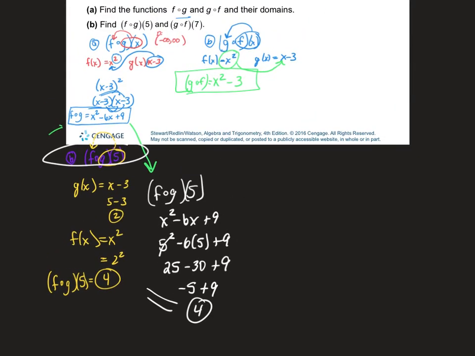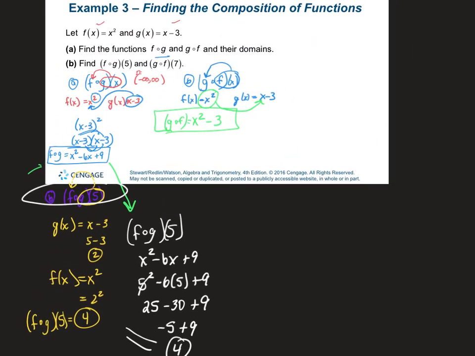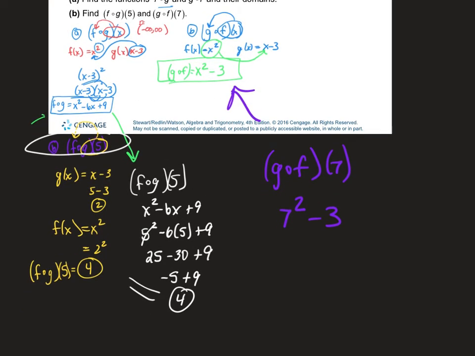But very good question. Here, since we've already combined them, how do I figure this answer out? I want to find g of f of, what do they want me to plug in? 7. So I have 7 squared minus 3. What's 7 squared? 49, and 49 minus 3 is? 46. Good. Questions? This isn't crazy hard. It's just algebra. It's just a matter of keeping yourself organized.